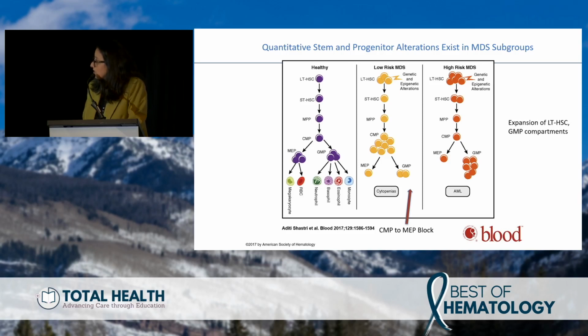Whereas high-risk MDS is really expansion of certain stem and progenitor compartments, which actually contribute to the high number of blasts that we see and a more AML-like state. So not surprisingly, the newer agents directed in this space have been directed towards preventing the progression of high-risk MDS to AML.